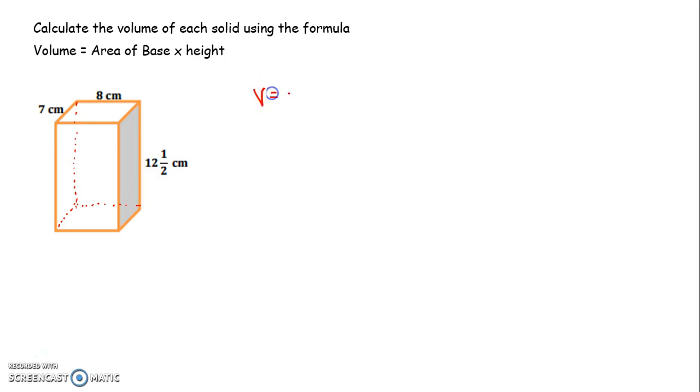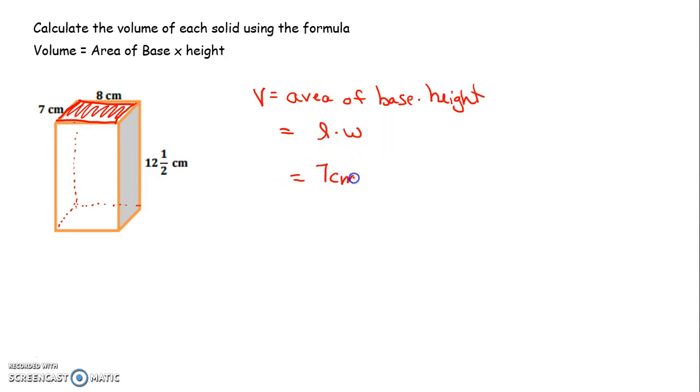So our volume will be the area of the base times the height. Okay, again, the base of this is 7 by 8. It's a beautiful rectangle. The base is 7 by 8, so we'll find that area. So we'll take the area of that rectangle and we'll just do length times width for that. So that's 7 centimeters times 8 centimeters. And once we get that, we'll just multiply by the height of this figure, which is 12 and a half. 7 times 8 is 56 times 12 and a half.